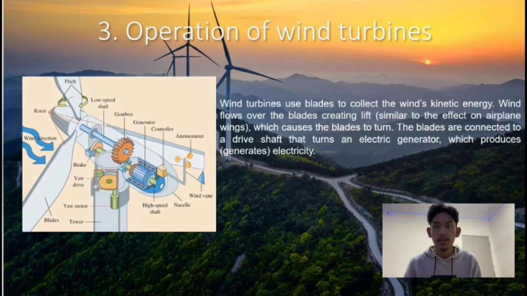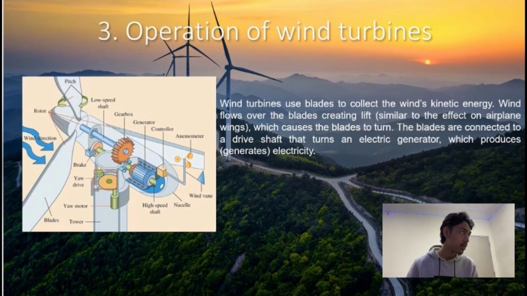Hi, Assalamualaikum. Nama saya Al-Hafiz bin Nurzi. So today I will present the operation of wind turbines. The wind turbine uses blades to collect the wind's kinetic energy. Wind flows over the blades creating lift, similar to the effect on airplane wings, which causes the blades to turn, and the blades are connected to a drive shaft that turns an electrical generator, which produces electricity.